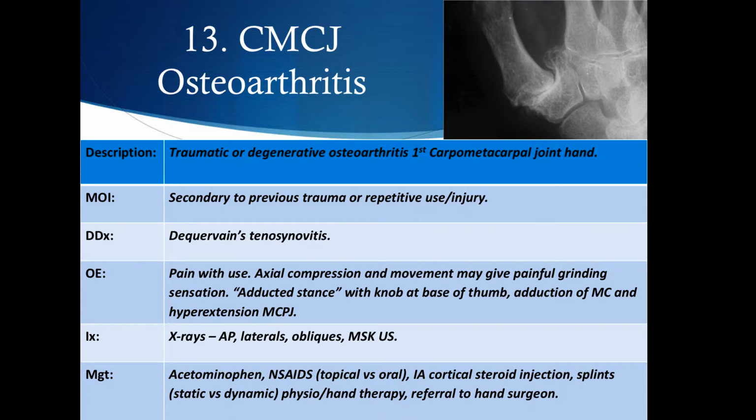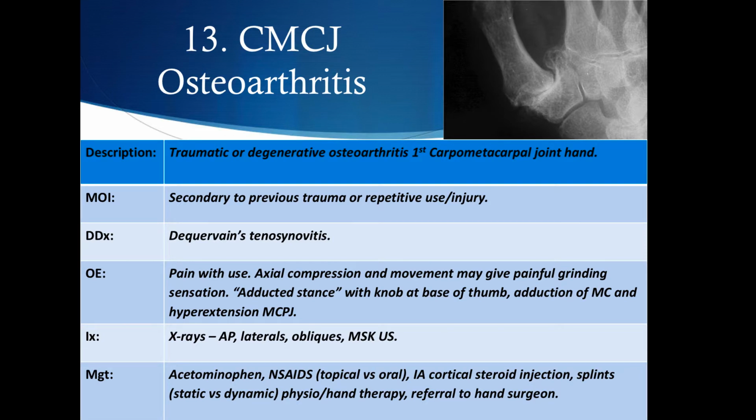There is pain with use, and the patients will often note that in axial compression and movement, they may notice a grinding sensation. The deformity of the hand is described as an adducted stance with a knob at the base of the thumb, and adduction of the metacarpal and hyperextension of the MCPJ. Assessment of the joint degeneration and deformity can be accomplished with x-rays, the usual x-ray views.